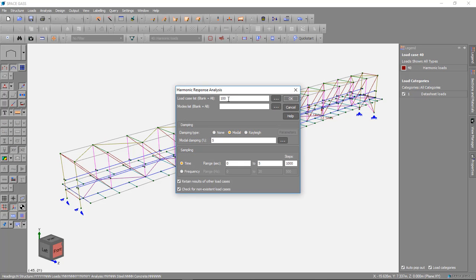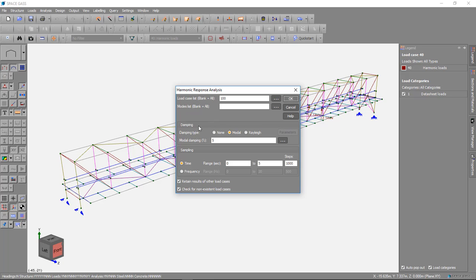And just going through this form, at the top here we've got the harmonic load case that we defined in the data sheet. In the next field we can list the modes that we want to include in the harmonic analysis, and normally you would include all the ones that have been analysed in the dynamic frequency analysis simply by leaving this field blank, so that's what I'll do in this case.